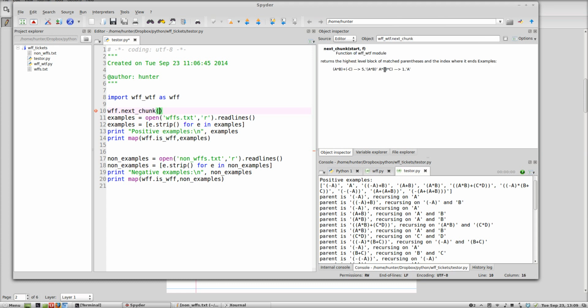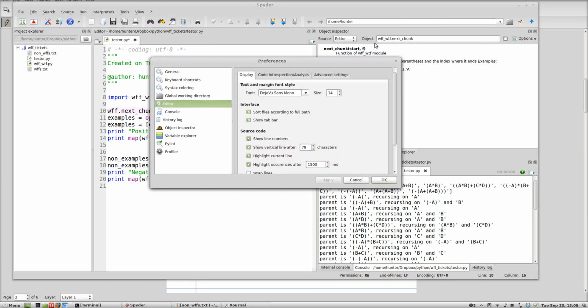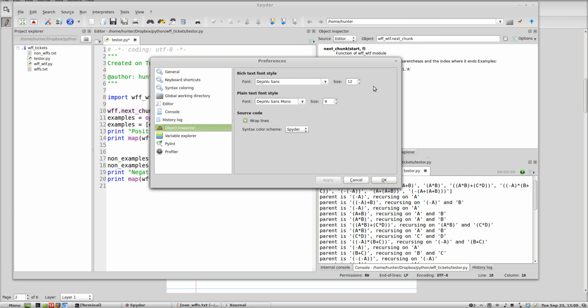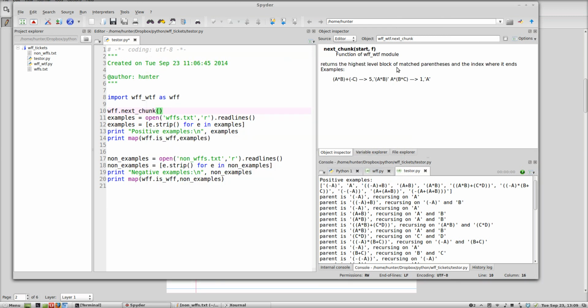So I don't know if you can see this here. Can I make that bigger? I think I can. Just give me one sec. What is that thing called? The object inspector. I just want to boost up the font size. Alright, so this is the documentation, or just the comments that I put in my own function.